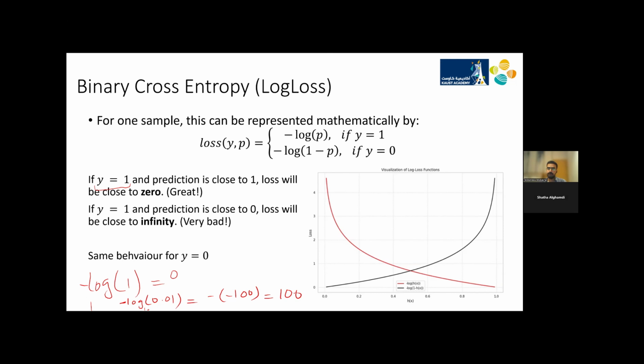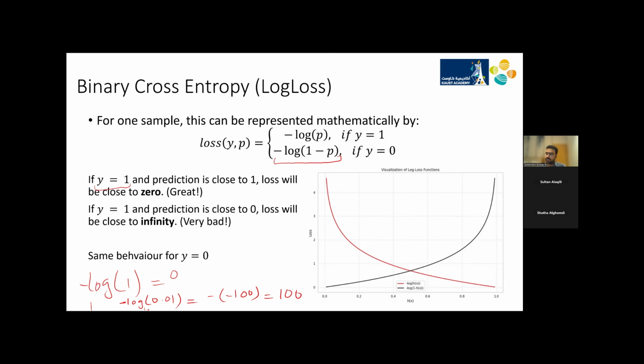Okay, makes sense? Yes. So this is the case when the true label is 1. What if the true label is 0? For that case, we have the second part of the loss function, which is of this form.